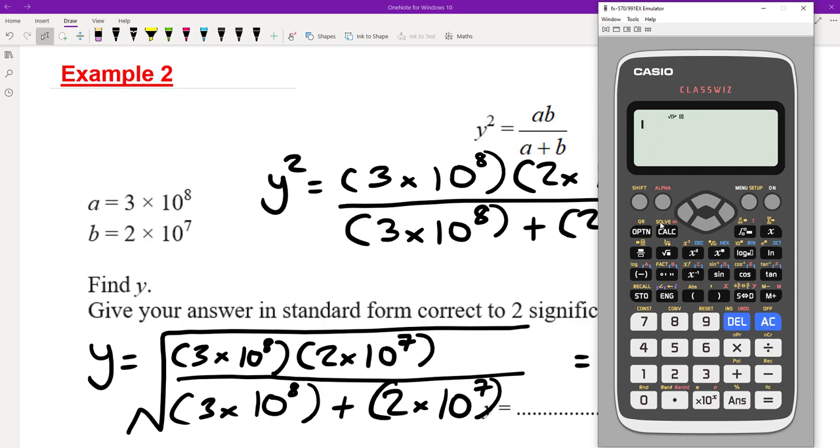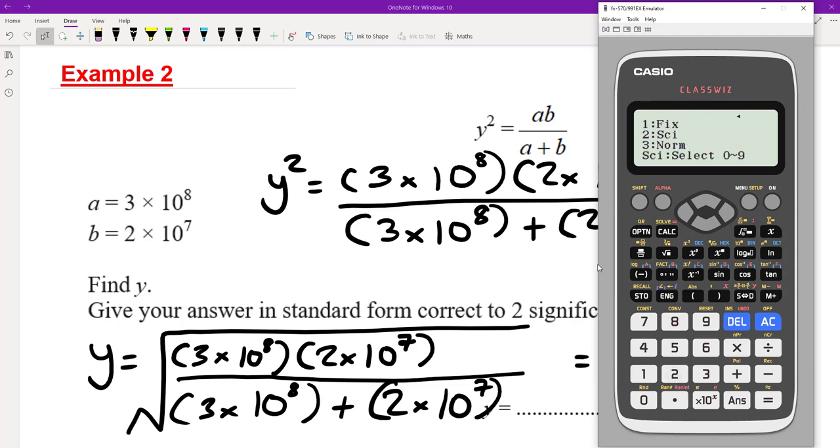So now I'm going to use a calculator to show you how to solve this question. So the first thing we ought to do is tell the calculator we need to be in standard form. So I'm going to press Shift, Menu. I'm going to choose option 3 for the number format. Now we need to choose scientific mode, which is option number 2.